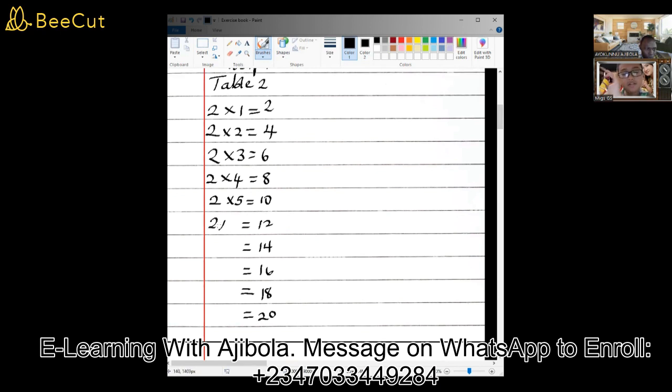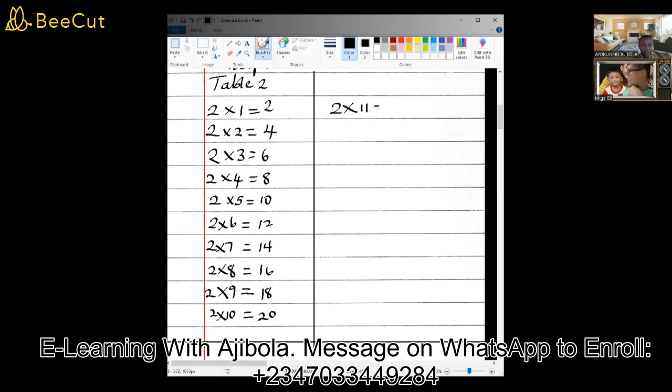So this is 2 times 6, and this is 2 times 7, and this is 2 times 8, okay? 2 times 9. Let me write this again. So 2 times 9, then 2 times 10, okay? Let us continue, let me divide this page and have another column, up to 12. So here, what is 2 times 11?